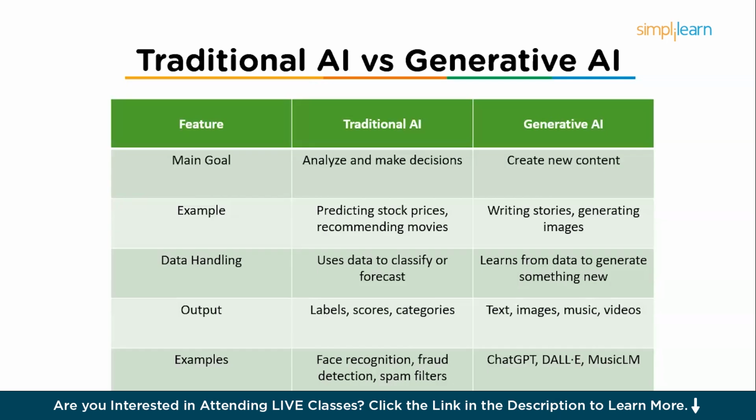So traditional AI handles data. It uses data to classify or forecast, and generative AI learns from data to generate something new. Traditional AI outputs labels, scores, and categories, and generative AI outputs text, images, music, videos, and so on. For example, traditional AI is face recognition, fraud detection, spam filters, and generative AI is ChatGPT, DALL-E, MusicLM, and so on. So, down the line in the next chapter, we will see the applications of some generative AI tools like ChatGPT, DALL-E, and GPT-3.